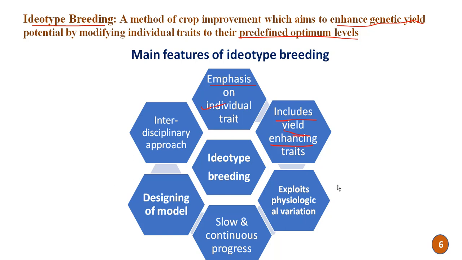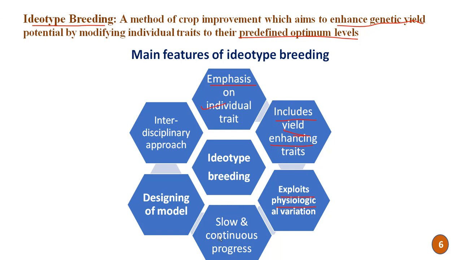Next to that, exploit physiological variations. The genetic differences exist for various physiological characters, such as photosynthetic efficiency, photorespiration, nutrient uptake, etc. Ideotype breeding makes use of genetically controlled physiological variation in increasing the crop yields besides various agronomic traits. So in this case, ideotype breeding exploits the physiological variation rather than only the various agronomic traits.